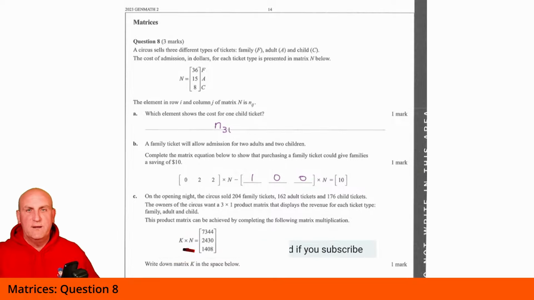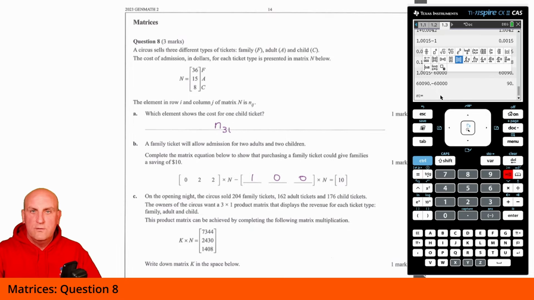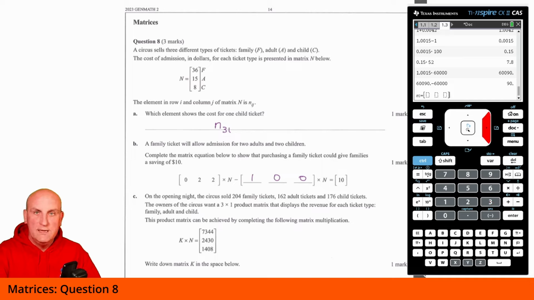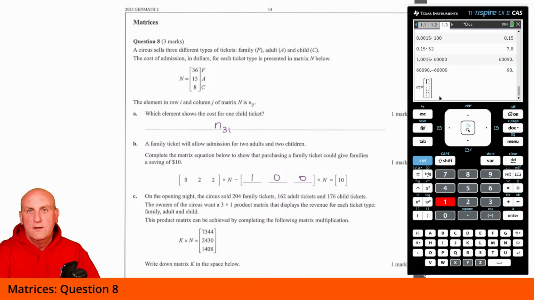Okay. So basically, I'm just going to do that on my calculator. If all else fails in these exams, just fire up your calculator and see what happens. They give you the information here. So what I'm going to say is let N become equal to, and I want a 1 by 3. Oh no, N shouldn't be that at all. It should become a 3 by 1. 3 by 1 is giving me 36, 15, and 8.